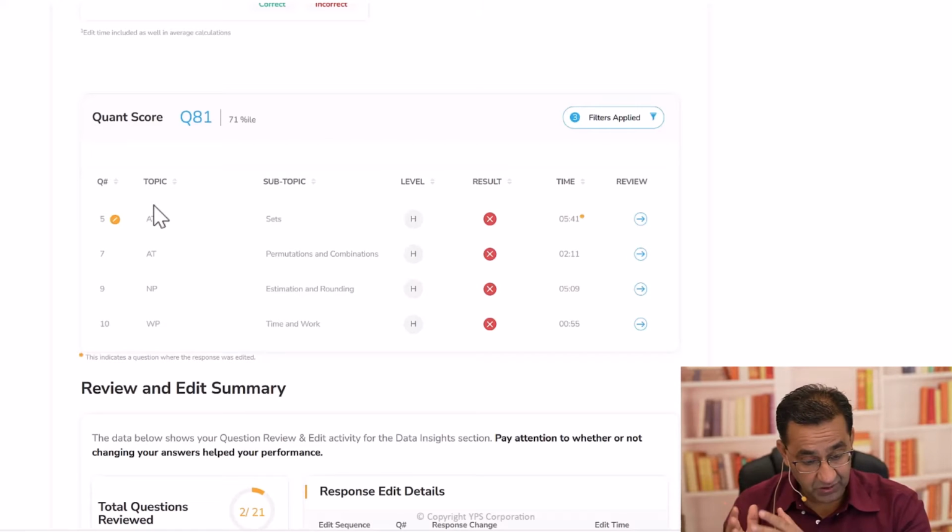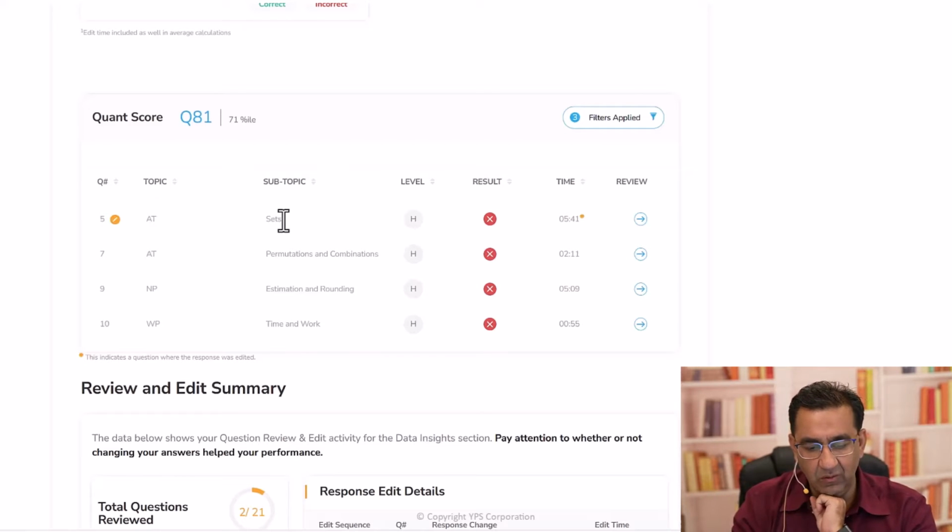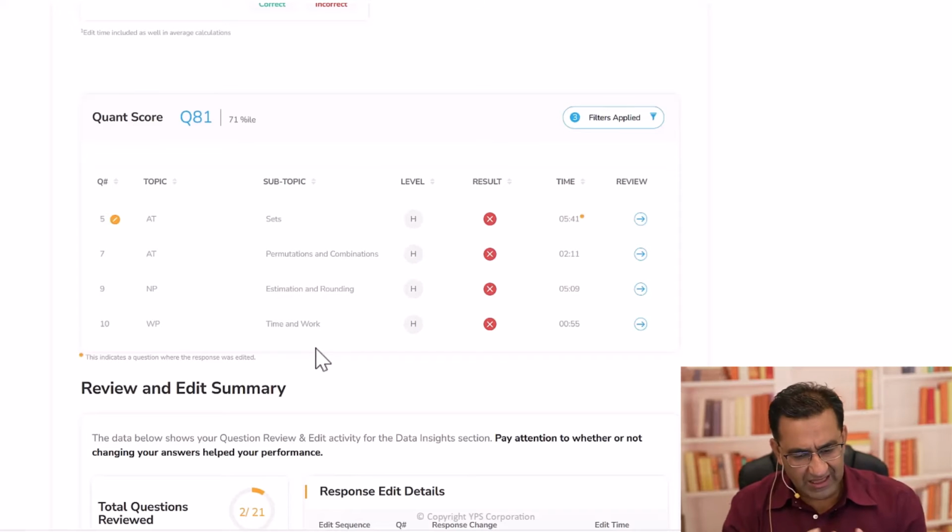what the official marks provide, because you can really see the source of these questions. And within that, we also tell you the subtopics, so sets and permutations and combinations. In number properties, it's estimation and rounding, and in word problems, it's time and work. Now, this may be a very small statistical set, but when you combine this information with the information in Scholarinium, you can actually see whether these questions are a problem in general or whether they're a one-off problem.